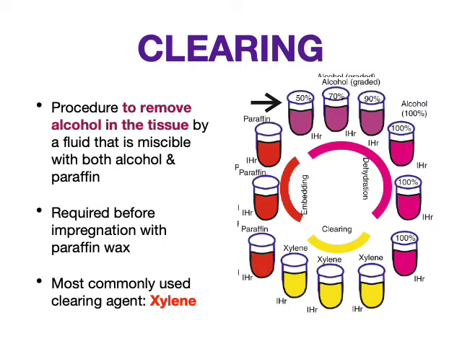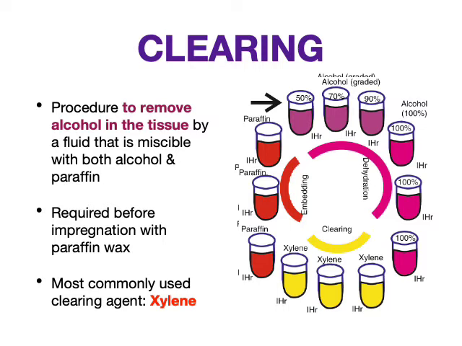So the procedure of clearing is to remove the alcohol in the tissue by using a fluid which is miscible with both alcohol and paraffin. So it has to remove the alcohol and it has to allow the paraffin to settle in the tissue. This process is particularly required before impregnation of the tissue with the paraffin wax. The most commonly used clearing agent is xylene. So we'll be using xylene.